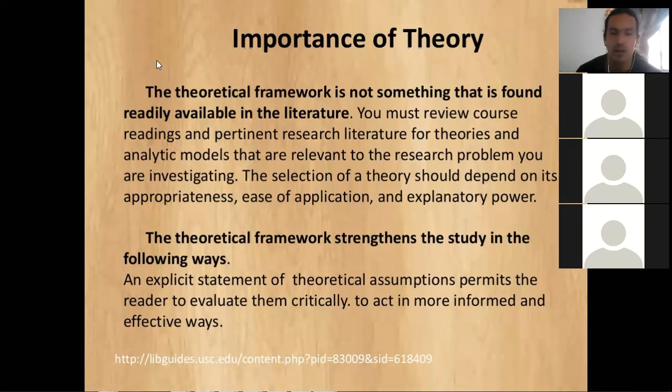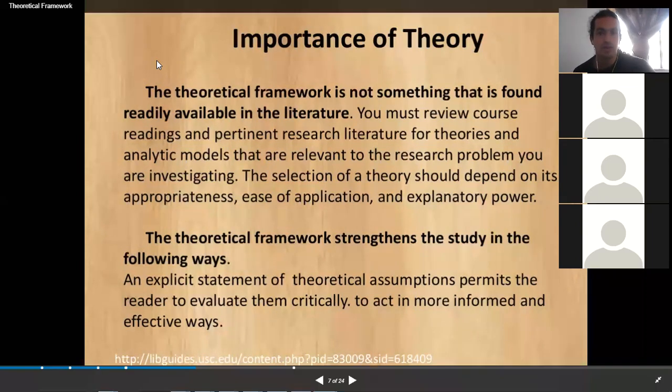Here, the theoretical framework strengthens the study in the following ways. An explicit statement of theoretical assumptions permits the reader to evaluate them critically, to act in more informed and effective ways, right? So, for us to understand the whole study. And that's it. So far, so good. That's going to be the importance of the theoretical framework.